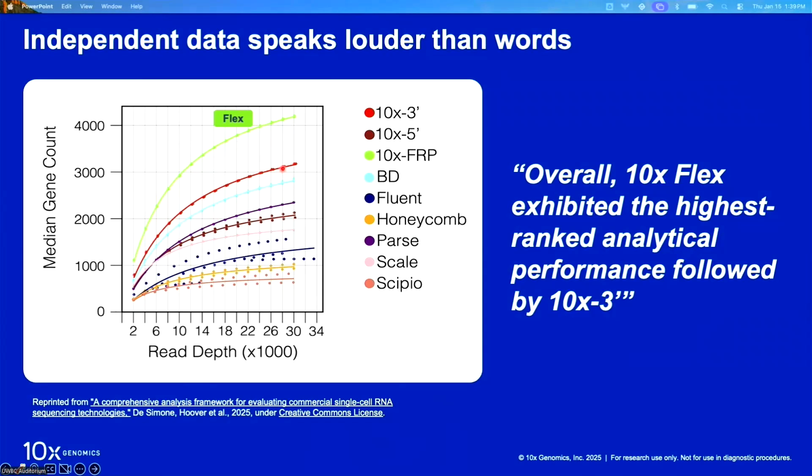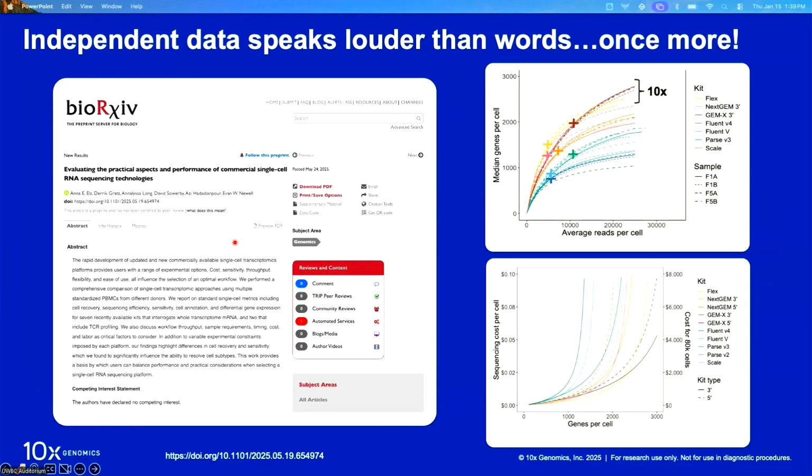The second most sensitive chemistry in this study was our 3' chemistry, not the current one, the one we launched in 2021. Now the current one is essentially on par with Flex. And everyone else is down here below. This is one study, and then there is a second study which uses the current version of the 3' chemistry and Flex. This was done by Fred Hutchinson. And again, it shows that 10x is by far the most sensitive chemistry in the field. I mention that because we hear other companies say, well, actually, we can generate data which is as good as 10x. Well, that's not true.